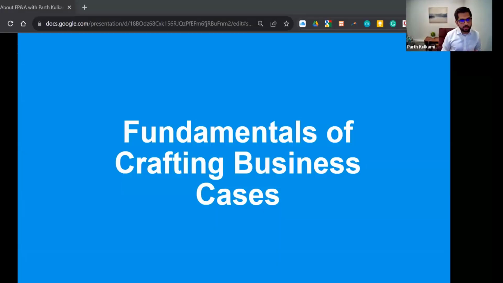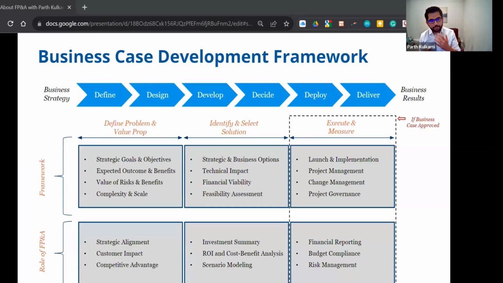Now let's talk about the second topic that we wanted to cover in this presentation, which is some of the fundamentals of crafting a business case.